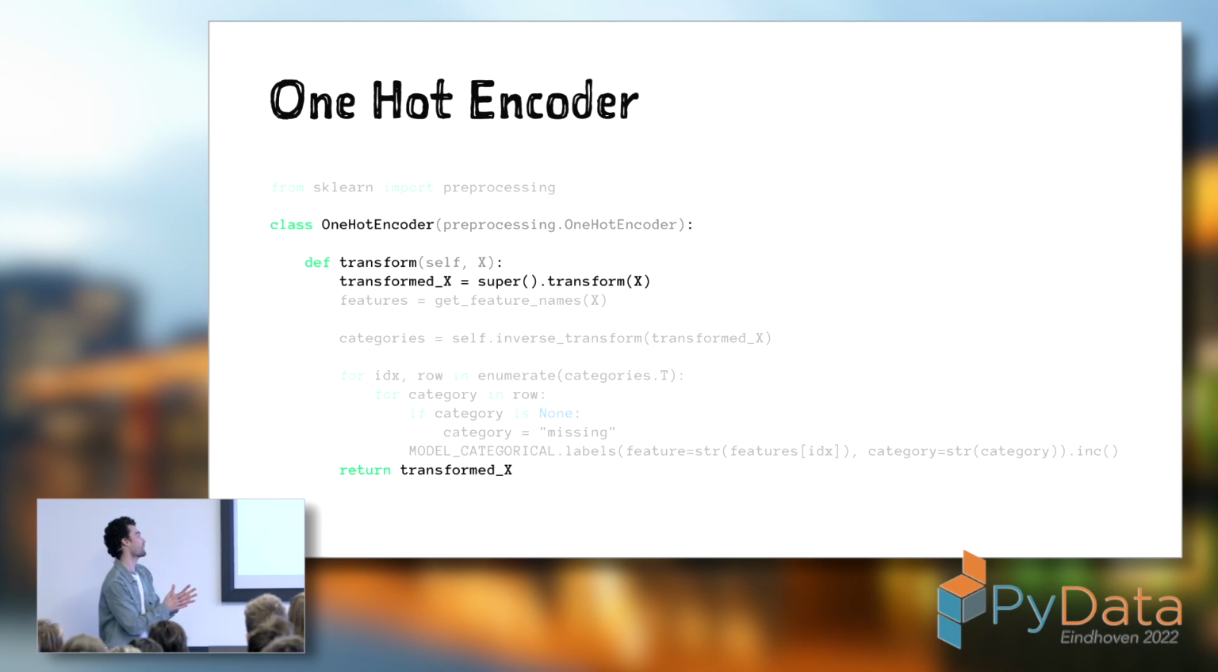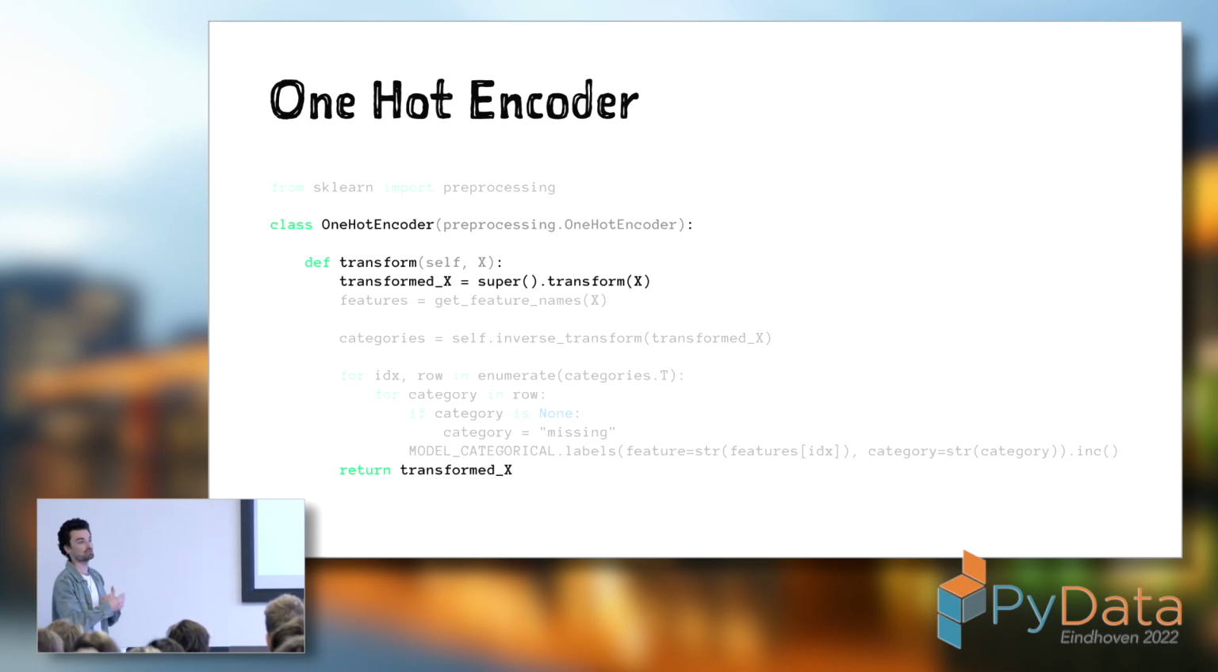If I take the one-hot encoder as an example, I'm importing it from the scikit-learn pre-processing module. I'm assuming that you've all used scikit-learn before and you know how fit and transform work. If not, please feel free to ask questions at the end. The transform step transforms your original input to these one-hot encoded features.